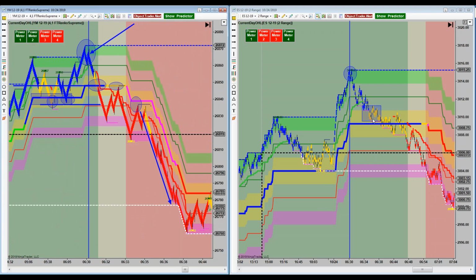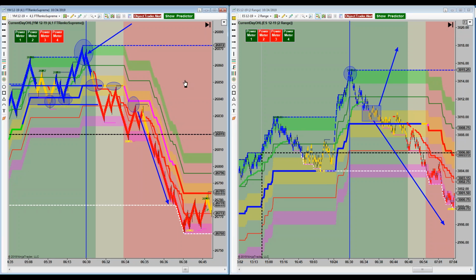Now, out of this little box right here, what direction do you think ES is going to go based on what YM is doing? Is it going to go like this? Or is the stronger likelihood that it's going to go like that? What do you think? Yeah, down. It is going to go down. Now look what happens to YM. Let's finish out this picture so you can see how powerful this is.